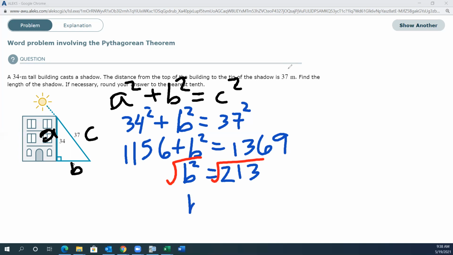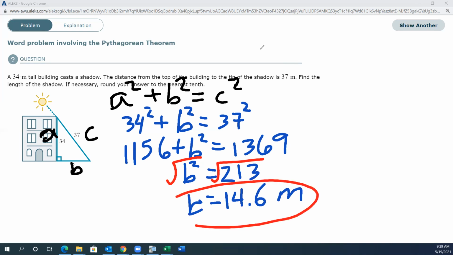That's going to give me 14 point, let's see, it says nearest tenth. So 14.6. 14.6 what? This is a word problem. It has context, so I need to include my units. 14.6 meters. And that's it. They're all done very, very similarly. Just make sure at the beginning of the problem you put the numbers in the right spots.